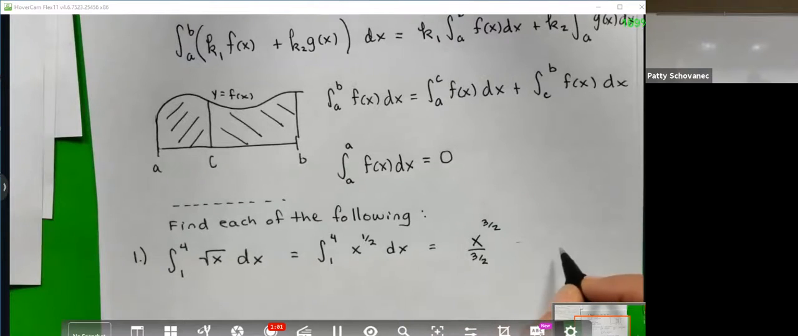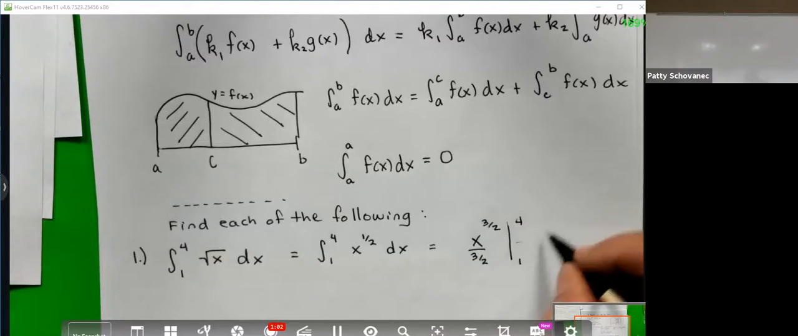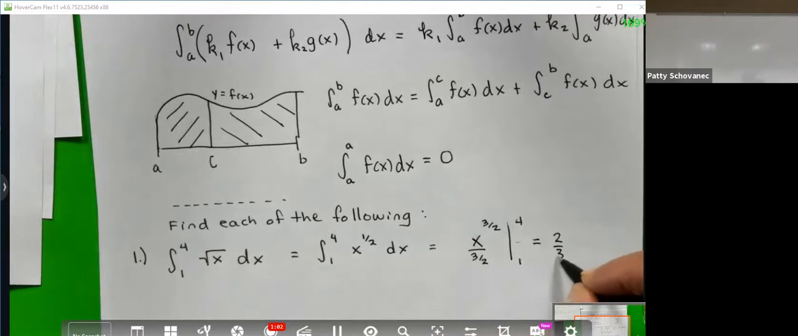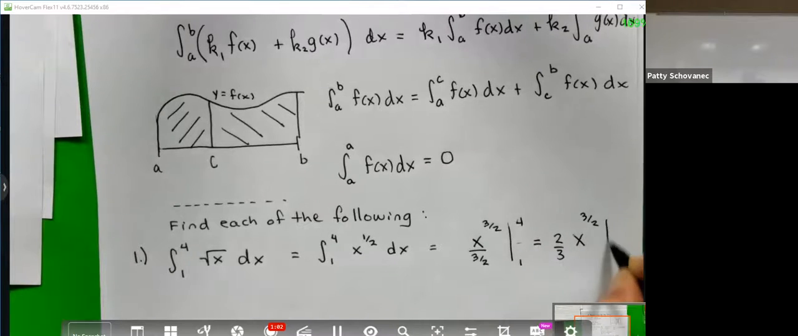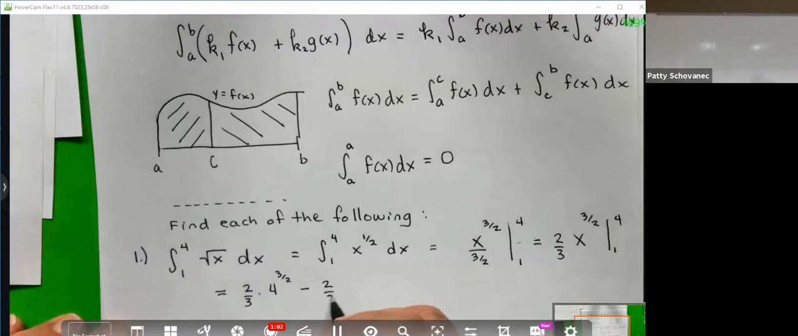You don't need the plus c because it's a definite integral, but you will have to evaluate that from 1 to 4. So now let me do the flip and multiply step. Okay, so f of b will look like 2/3 times 4 to the 3/2, and f of a is 2/3 times 1 to the 3/2. Well, 1 to any power is 1. So all I have back here is 2/3.